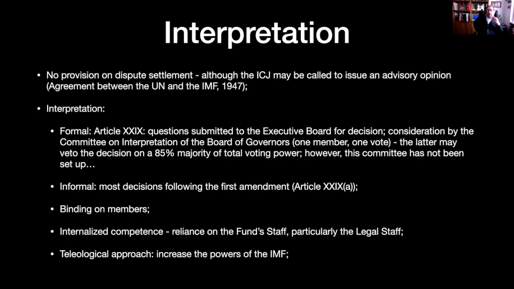Now, here it will be considered by the Committee on Interpretation on a one member, one vote principle. But then the Board of Governors has to accept, to adopt that interpretation, and here they may veto the decision with an 85% majority. However, the Committee on Interpretation has not been created, so this means that Article 29 is still in the hands of the Executive Board.